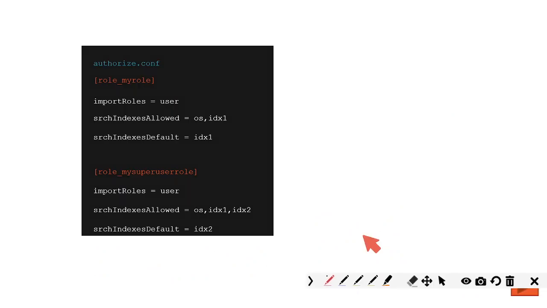So talking about the security, from the security perspective, as you can see, this is the file which becomes of the utmost importance. In the first role, I have this role, my role. In this role, I'm granting access to some of the indexes, which is nothing but the OS index, and IDX is one of the index.